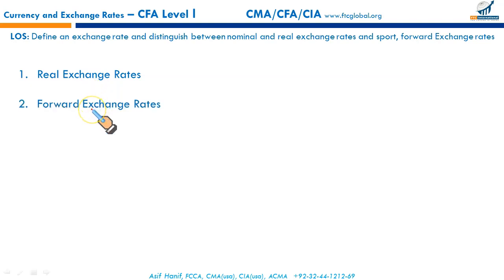Then forward exchange rate, as the name suggests, spot exchange rates are the rates for the currency exchange right now, but forward exchange rates are for exchanges at a future date. So rates are agreed upon today for an exchange of currencies that will take place at a specified date in the future. This is what you call the forward exchange rate.